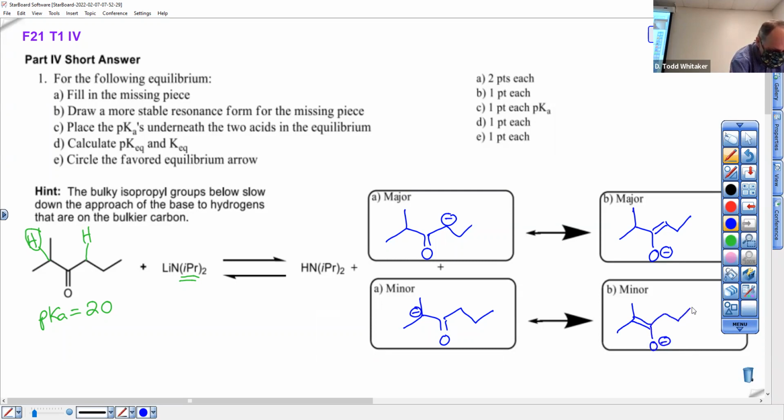What? How can this be minor? Isn't this a better double bond than this? It is. It is. So why did we make this the minor product? Because you were told to. Sometimes you don't know enough yet. You better look at the hints.